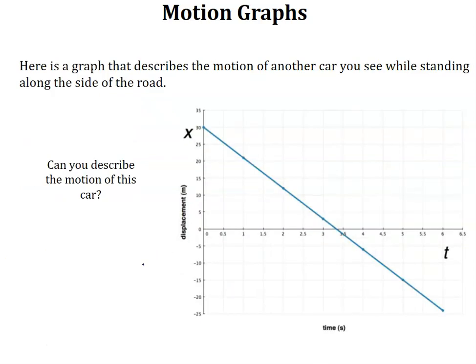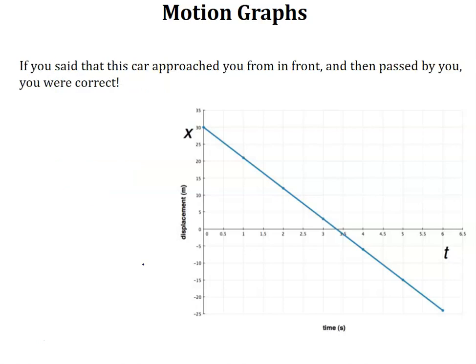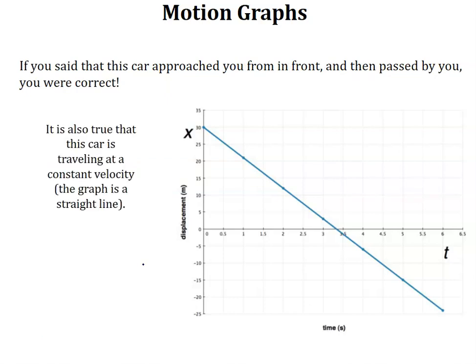Here's another graph that describes the motion of another car you see while standing along the side of the road. Think for a moment, can you describe the motion of this car? If you said that this car approached you from in front and then passed you by, you were correct. It is also true that this car is traveling at a constant velocity. The graph is a straight line. But is it the same constant velocity the last car had?